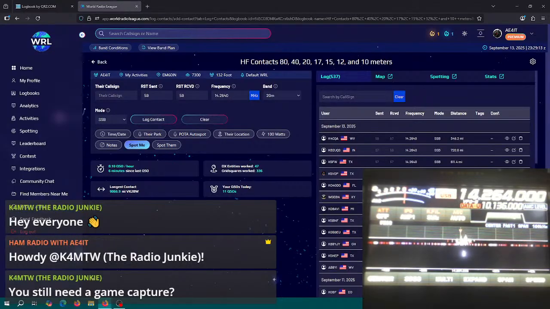Calling CQ, CQ, CQ. This is Alpha Echo 4 in the Tango, Alpha Echo 4 in the Tango. Calling CQ, CQ, CQ, and say my friendly calls.